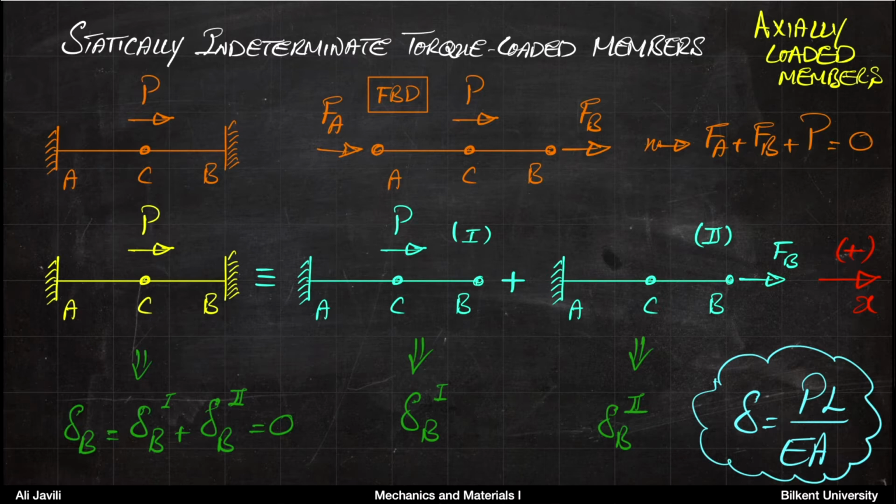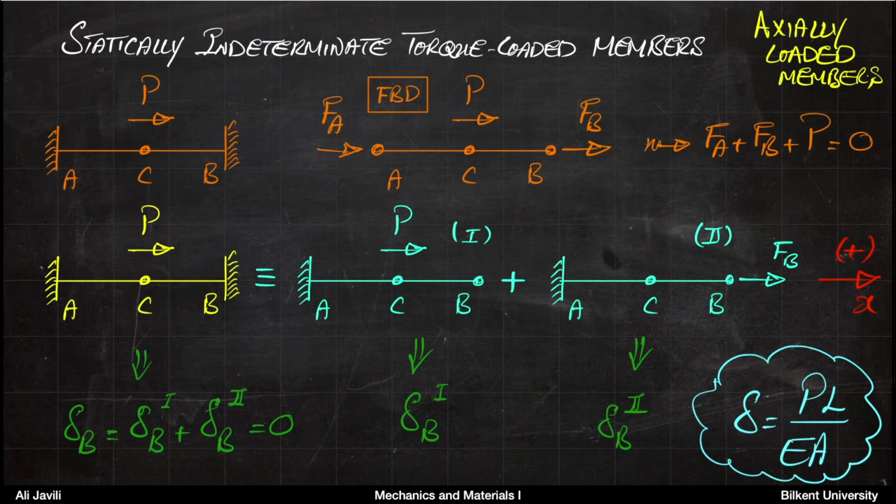So if you draw the free body diagram, indicating the forces from the supports A and B as FA and FB respectively, your equilibrium equation reads: sum of forces in the x direction is 0, and that basically tells you that FA plus FB plus P is 0. That is the 1 equation that you have, but then again you have 2 unknowns, so we are looking for a second equation to solve this problem.